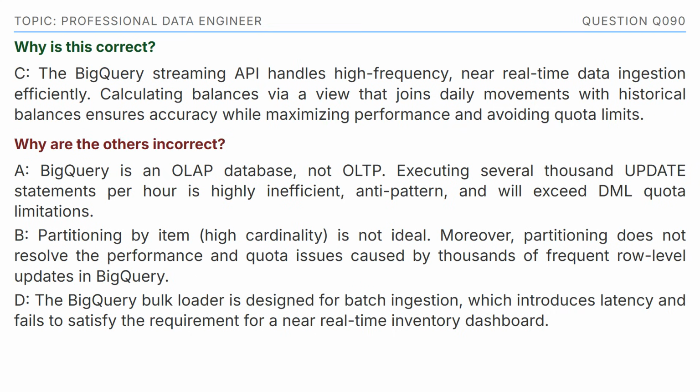A. BigQuery is an OLAP database, not OLTP. Executing several thousand update statements per hour is highly inefficient, an anti-pattern, and will exceed DML quota limitations. B. Partitioning by item, high cardinality, is not ideal. Moreover, partitioning does not resolve the performance and quota issues caused by thousands of frequent row-level updates in BigQuery. D. The BigQuery bulk loader is designed for batch ingestion, which introduces latency and fails to satisfy the requirement for a near real-time inventory dashboard.